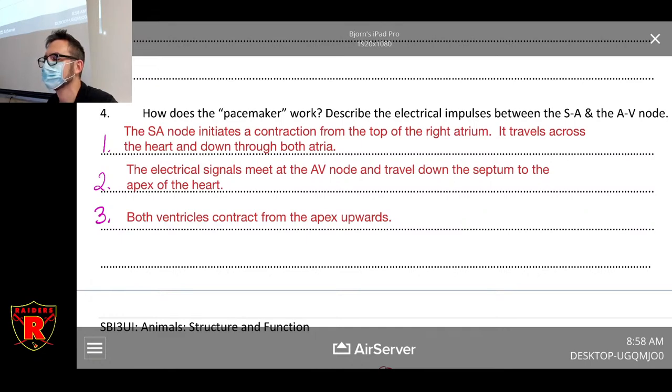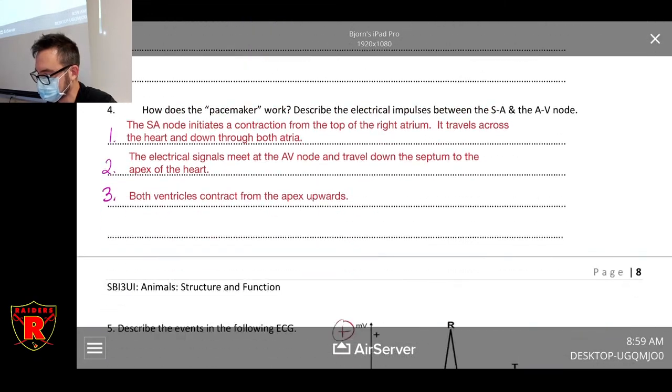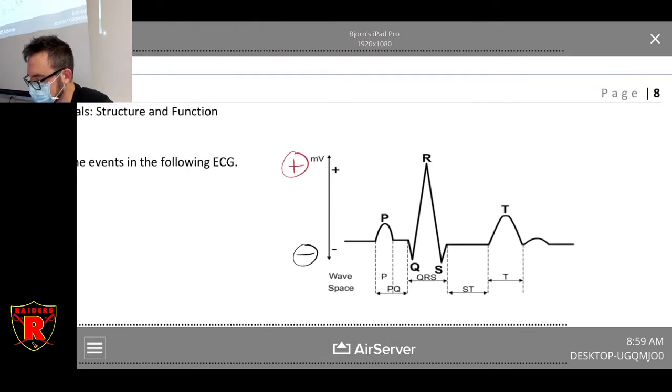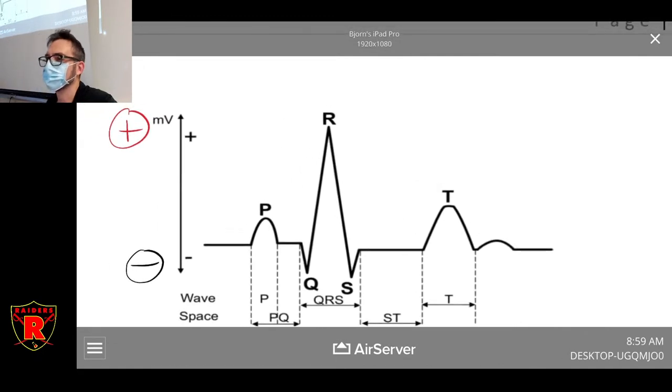You guys good? Okay. So let's look at our ECG read down here. So again, this is a measurement of the electrical activity in the heart. So as things are becoming more negative or more positive, that is what we're registering here with our electrical leads.